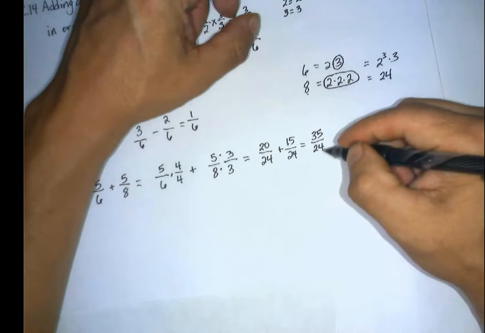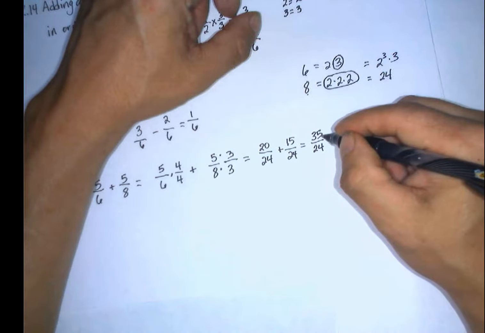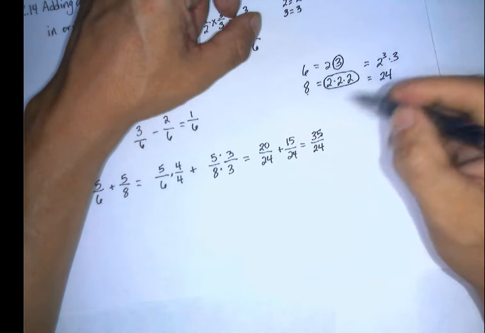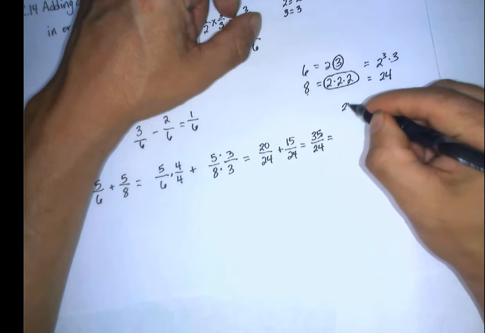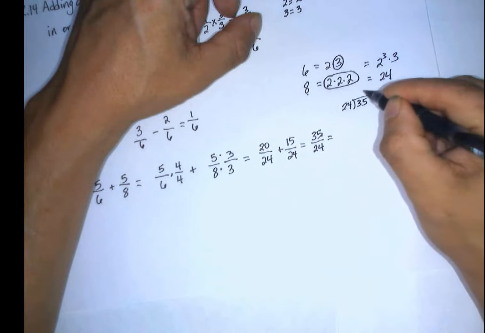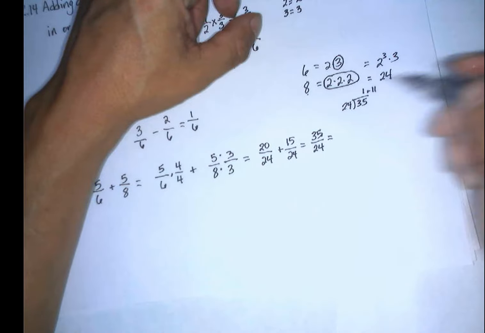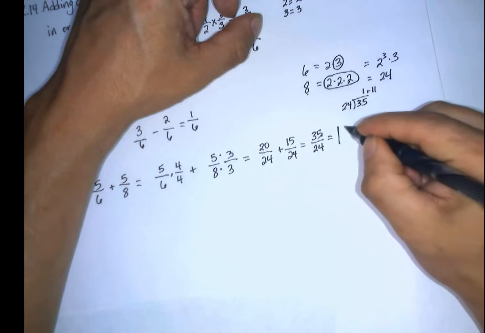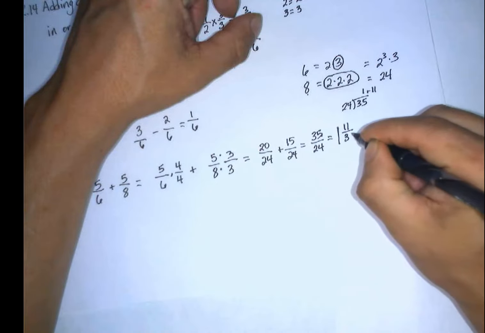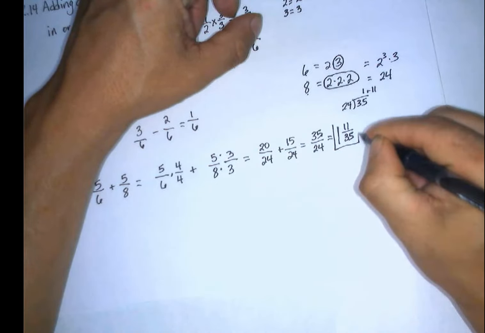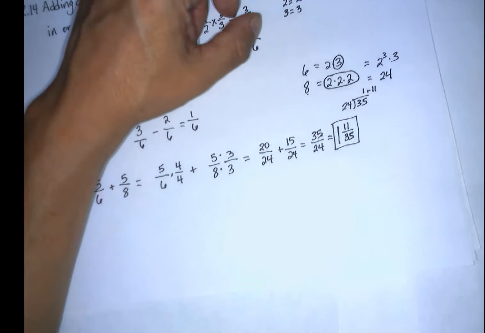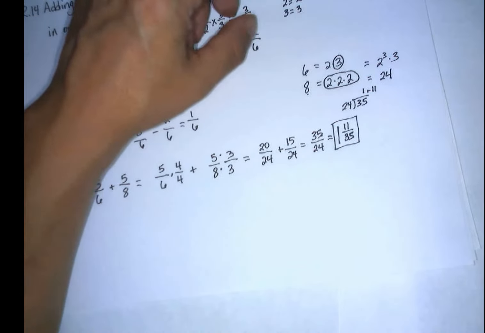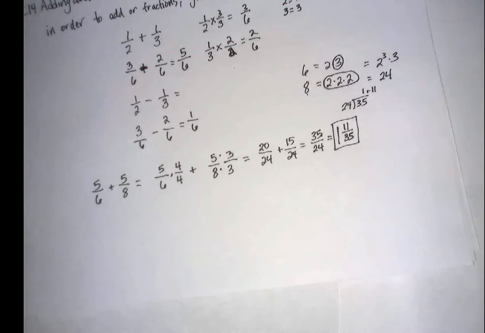And 24 is 8 times 3, and 35 is 5 times 7, so these have no common factors. But what we could do is divide 24 into 35 and see that it goes in once with a remainder of 11. So this would also be written as 1 and 11/24. Now sometimes this last step, going back into a mixed number, isn't always necessary, but it just depends on the problem and how it's given. And if it's multiple choice, then you would probably go for whatever answer matches the multiple choice.